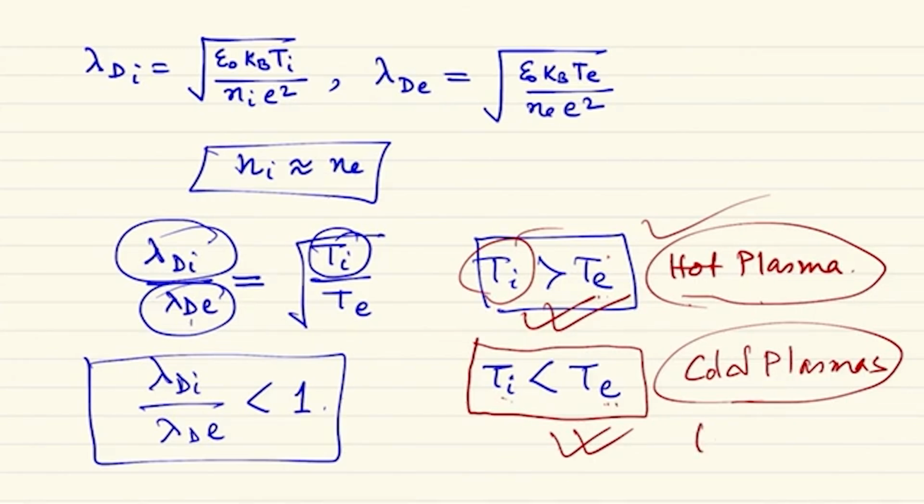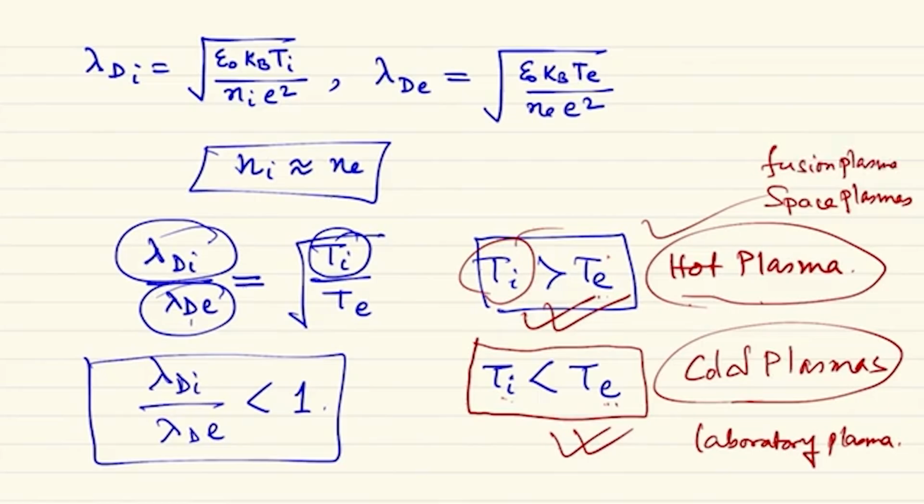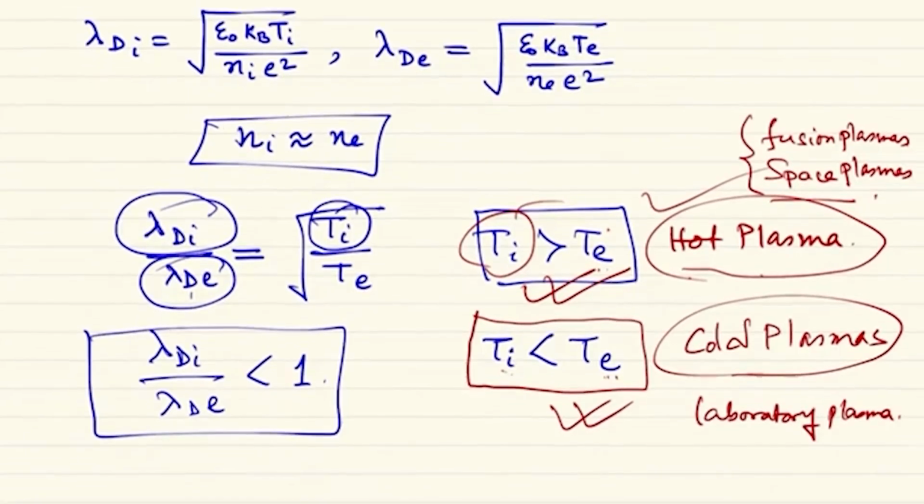So mostly the laboratory plasmas are the cold plasmas, and fusion plasma, for example our space plasma, are the examples of hot plasmas. Okay, another concept associated with the Debye length is the concept of plasma frequency.